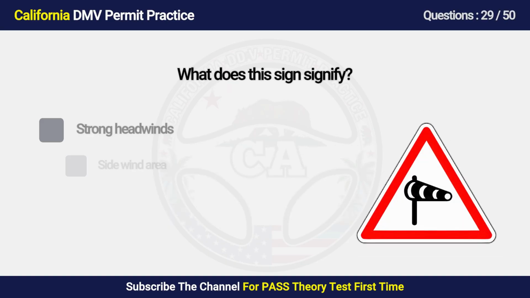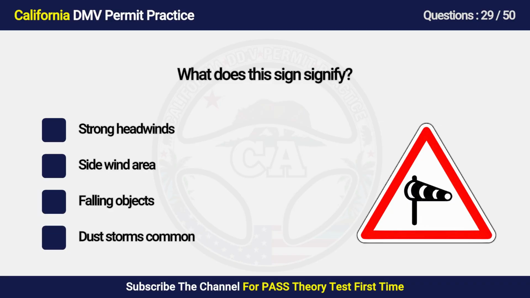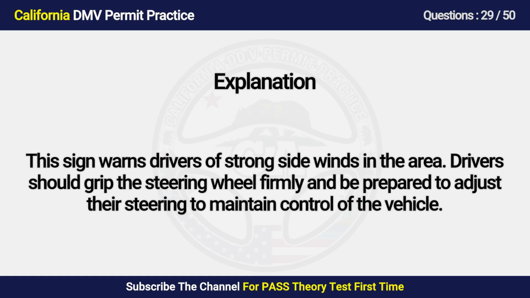Question 29. What does this sign signify? A. Strong headwinds. B. Side wind area. C. Falling objects. D. Dust storms common. Answer is B. Side wind area. This sign warns drivers of strong side winds in the area. Drivers should grip the steering wheel firmly and be prepared to adjust their steering to maintain control of the vehicle.